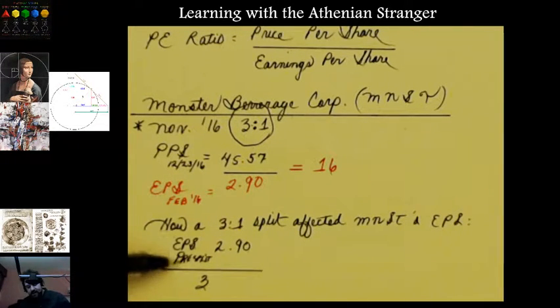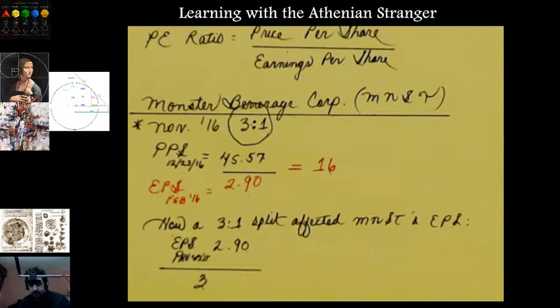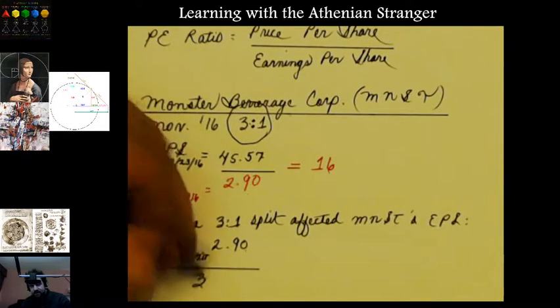This has the same effect as multiplying the total number of shares by 3, because earnings per share is itself a fraction, earnings over shares. So by taking earnings divided by shares divided by 3, you're essentially tripling the number of shares in the denominator of earnings per share. So let's take 2.90 divided by 3.